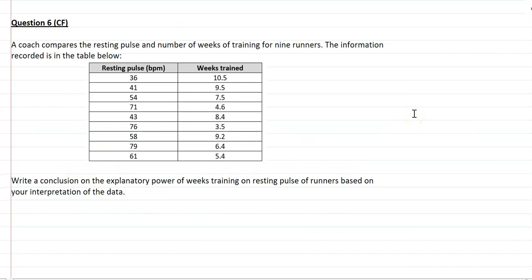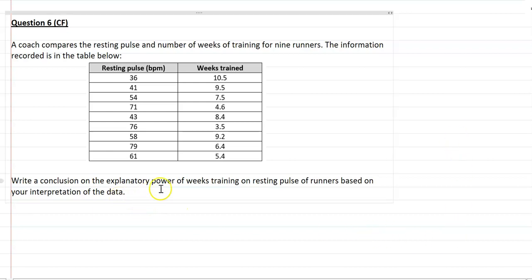Question 6, a complex familiar question. We've got a coach comparing resting pulse and number of weeks of training for 9 runners. You're given the raw data there, and you have to write a conclusion on the explanatory power of weeks training on the resting pulse of runners based on your interpretation of the data.